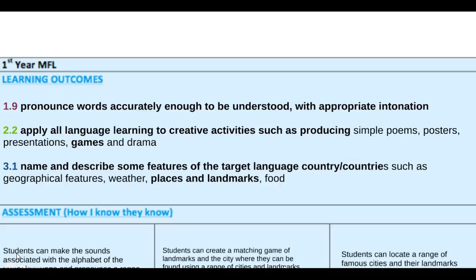In combining the 3 learning outcomes, we ensured that the students' communicative competence develops within authentic cultural contexts of the target language country or countries, while deepening the language awareness.